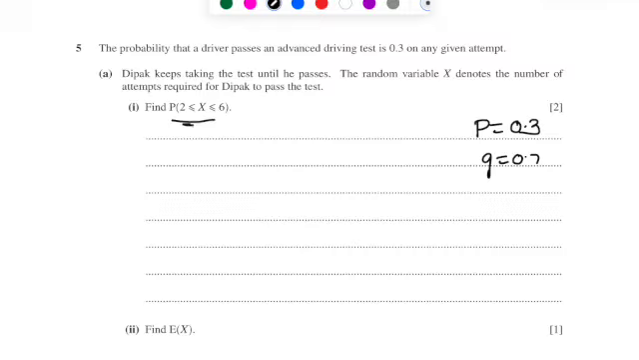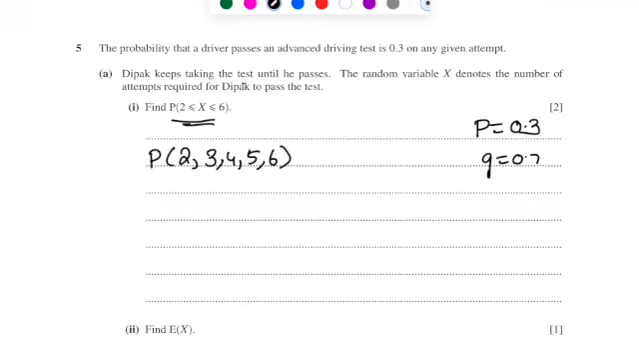Then he's asking probability of x lies between 2 and 6. He takes the test until he passes. Random variable x denotes the number of attempts required for Deepak to pass the test. So find the probability of x lies between 2 to 6. What is that 2 to 6? 2, 3, 4, 5, 6.